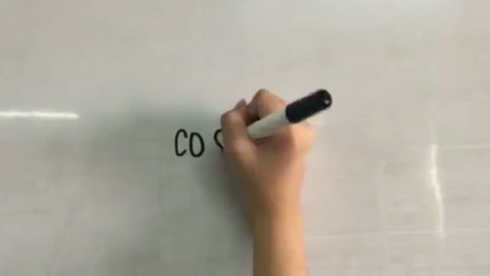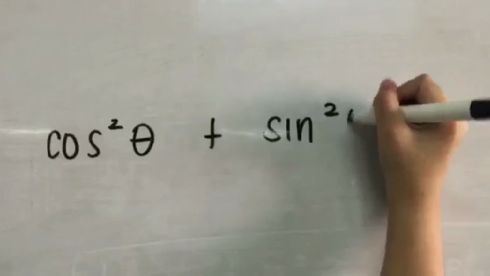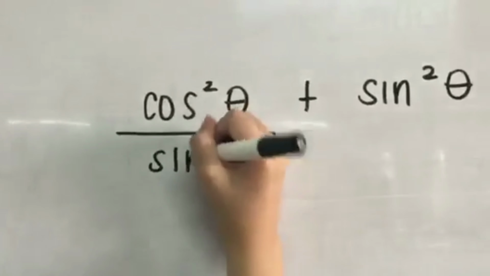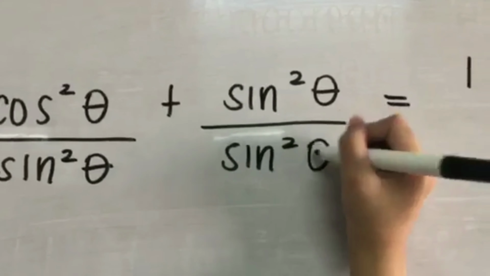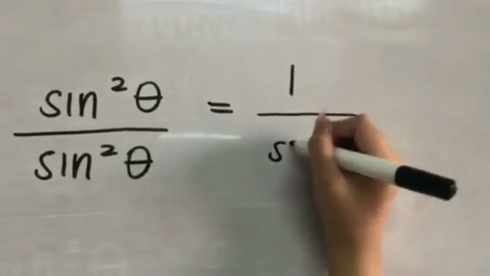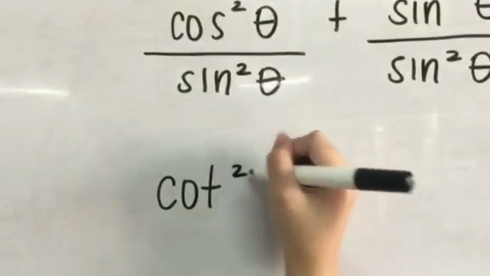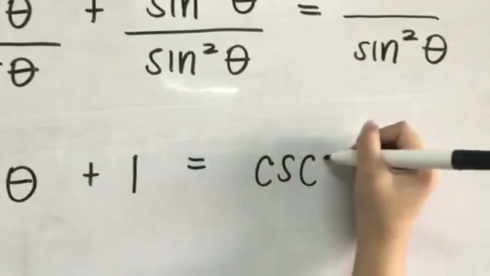For the last Pythagorean identity, we have cosine squared theta plus sine squared theta is equal to 1. Then, we will divide all terms by sine squared theta, which results to cotangent squared theta plus 1 is equal to cosecant squared theta.